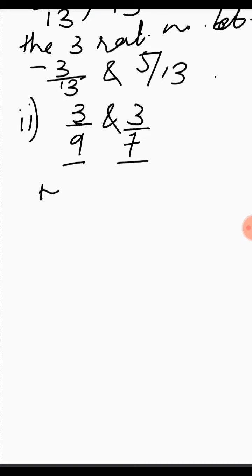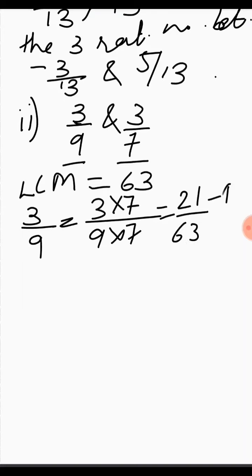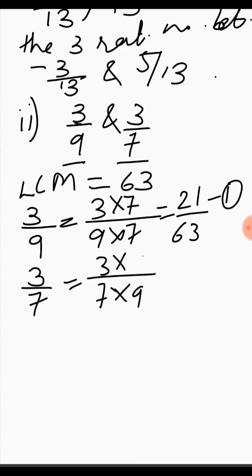So what is the LCM of 9 and 7? LCM is equal to 9 7s are 63, as 7 is a prime number. Now let's make the denominator equal first. So this 3 by 9 can be written as, multiplying by 7 on top and bottom, 3 7s are 21, 9 7s are 63. Give it number 1. Now the second one is 3 by 7. Let's make the denominator equal. You have to multiply here by 9 and 9. The answer will be 27 by 63. Let's give it number 2.